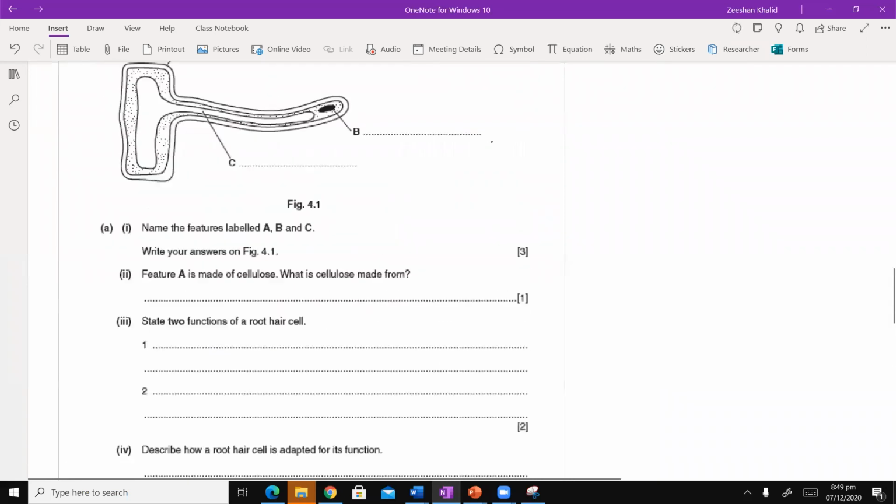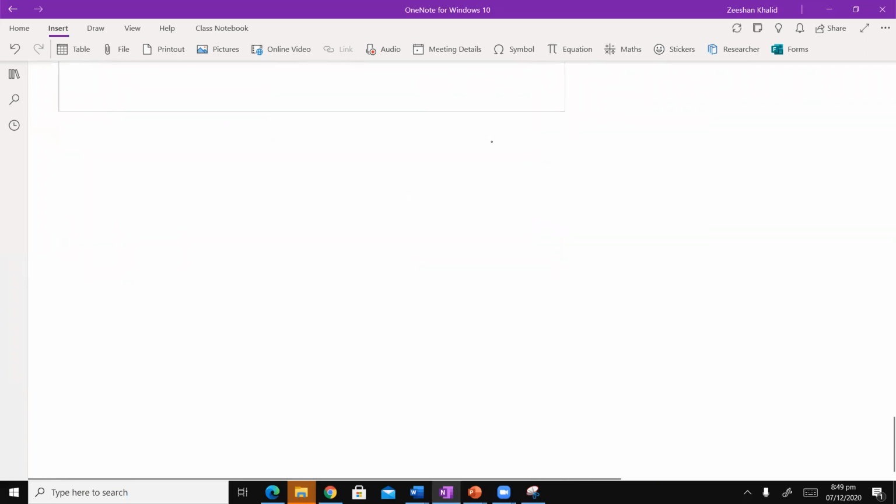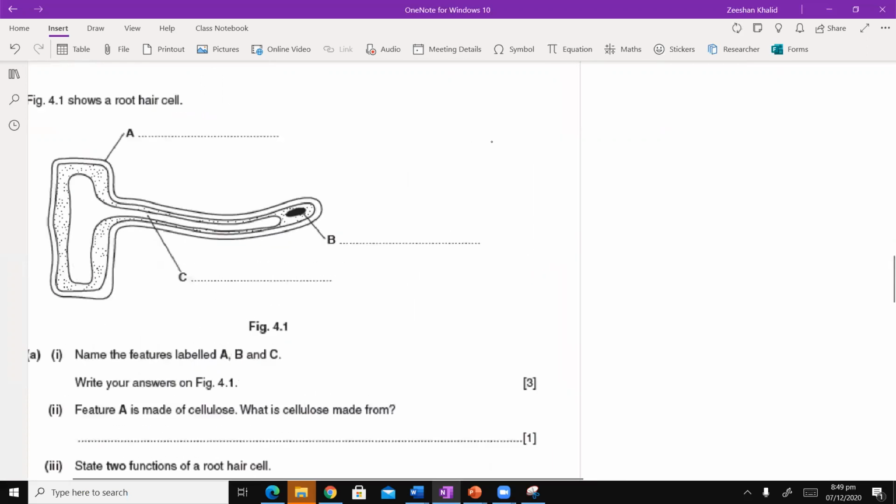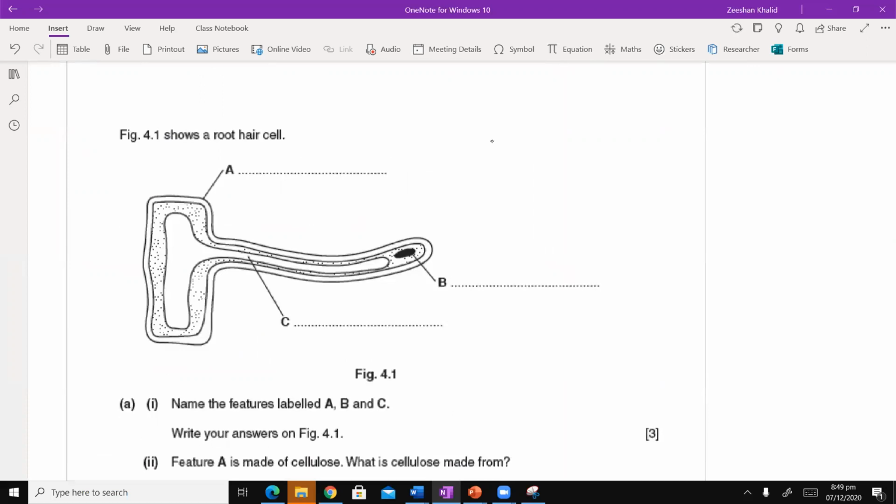Okay. All right, iski mark scheme neeche maine nahi di hai. Let me solve that for you. Okay, figure 4.1 shows a root hair cell. Label the features A, B, C. Hanji, what is A? Come on, that's easy. Cell wall. Cell wall, not cell membrane. Are you sure? Yes, that's a cell wall. Of course, that's the outer. So that's the cell wall.